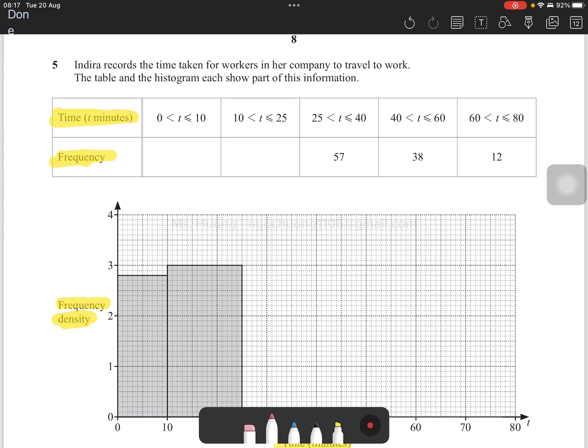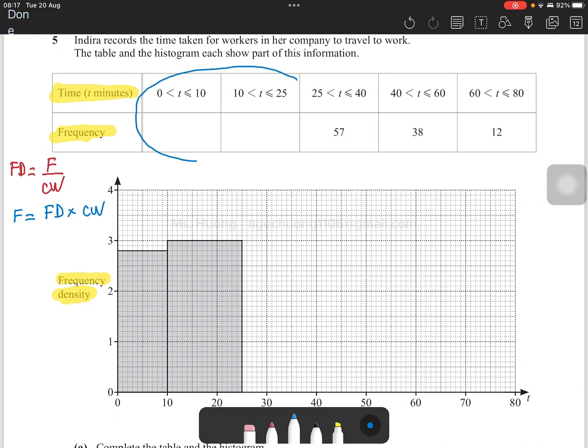We know that the formula for the frequency density is equal to the frequency divided by class width. And we also have the formula for the frequency. To find the frequency, we multiply the frequency density by the class width. So in the first two columns, you see that we don't have the frequency, but we know that the frequency density for the first block is 2.8, and the frequency density for the second block is 3.